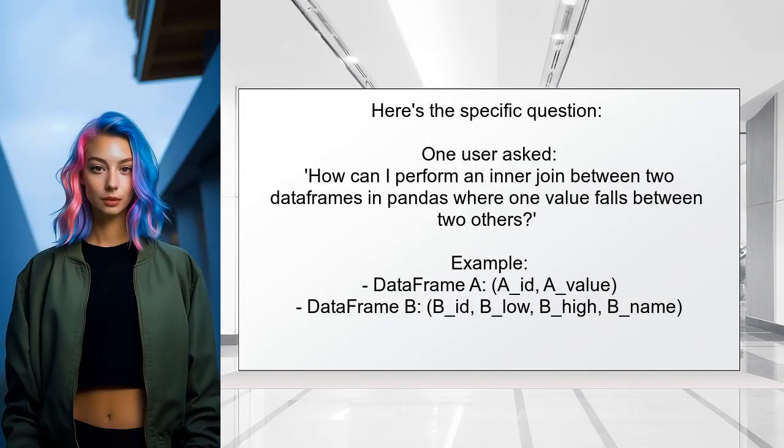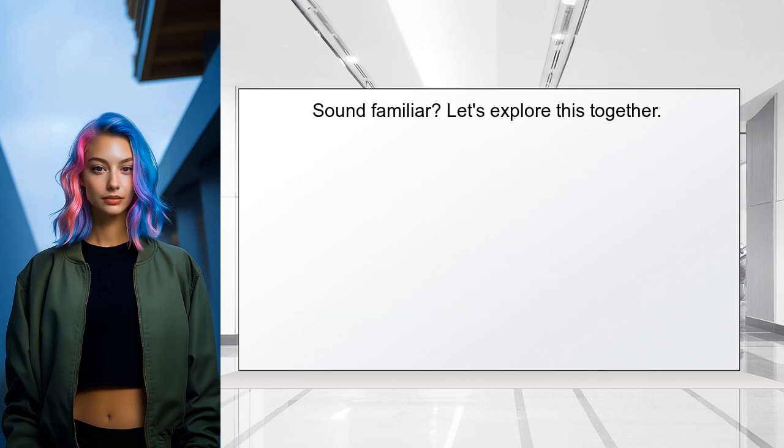Let's take a closer look at the specific question at hand. One user recently asked, how can I perform an inner join between two data frames in Pandas where one value falls between two others? They provided an example with two data frames, A and B, and expressed their desire for a more efficient solution. Sound familiar? Let's explore this together.